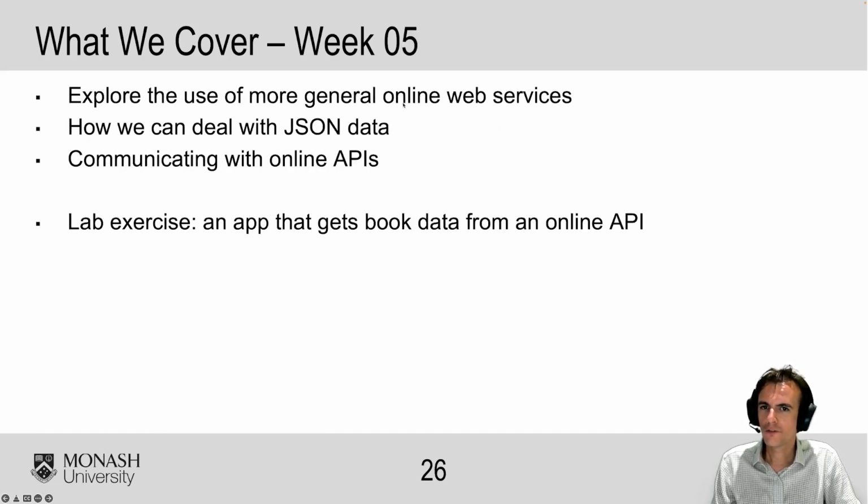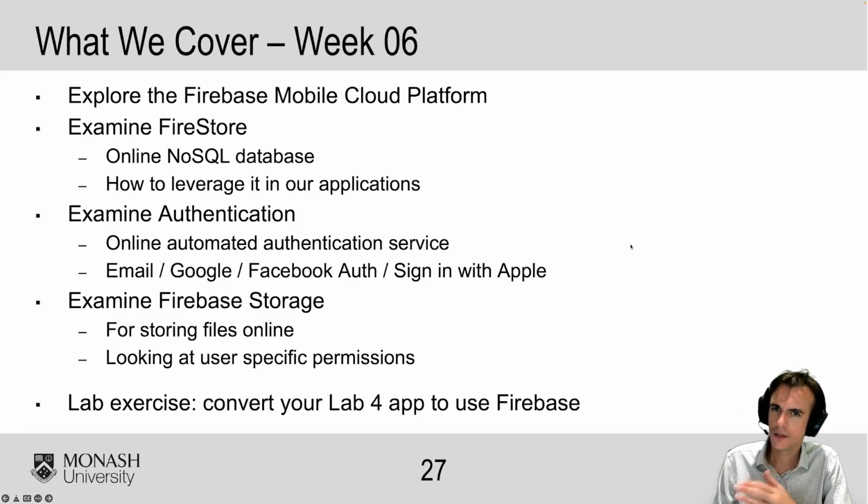In week 5, we look at how we can talk to web services and read JSON data and use that within our app. We also show how we can display HTML views, interactive HTML views within the app. And the lab exercise is an app that gets book data from an online API and displays that within the app. So you can see the complexity of these apps builds week to week.